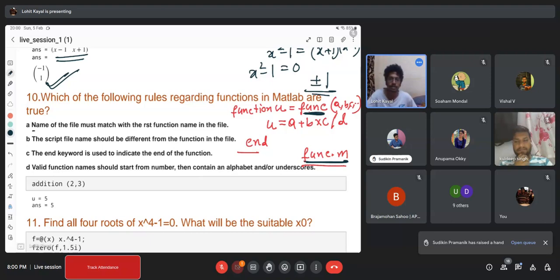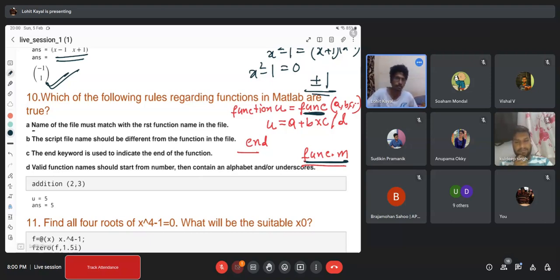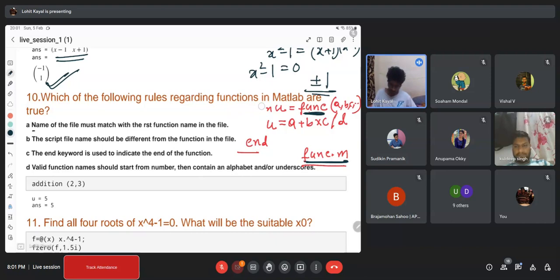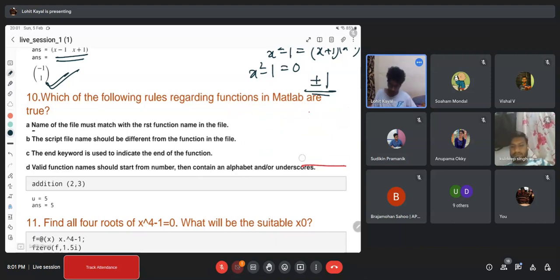Just a second. Let me show this in MATLAB. It will take some time to open MATLAB. Just wait. MATLAB online. Pramanik, just give me a moment, MATLAB is opening, so I will show you. Let me give you a small example, just the simplest one.